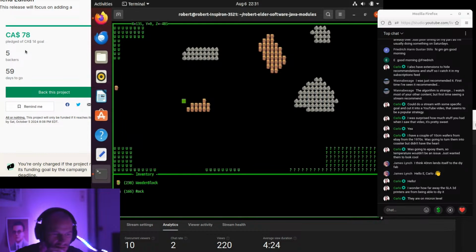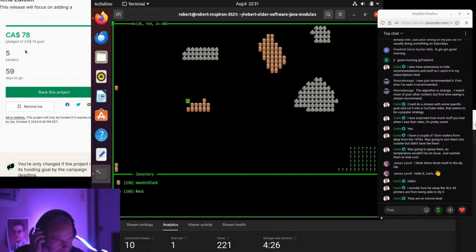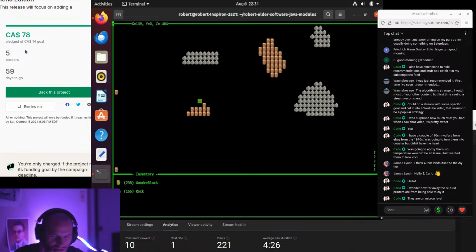I wonder how far away the SLA 3D printers are from being able to DIY it. This is one of those things I want to do on my to-do list, but I think for DIY CPU fabrication, printing is not necessarily what you want to do. The real challenge is the optics and the light control. If you're doing hundreds of micron level stuff, you could technically just buy microscope objectives and do this.